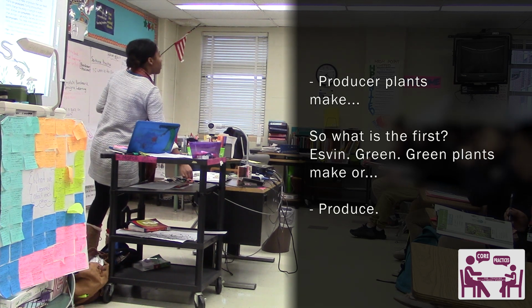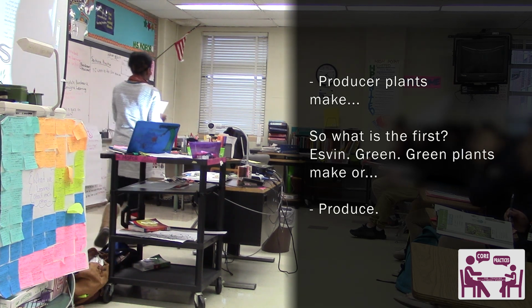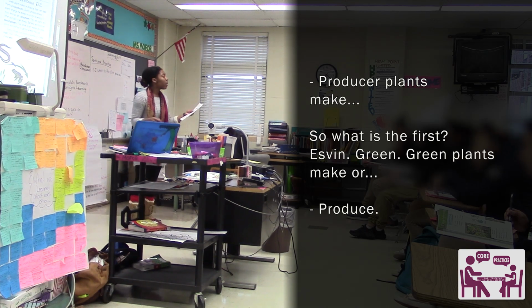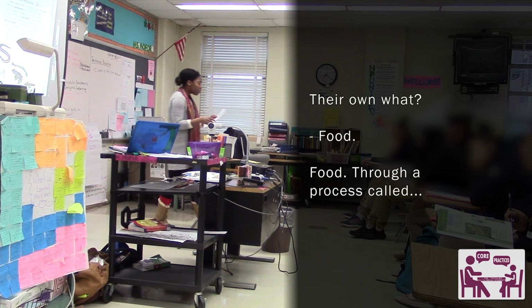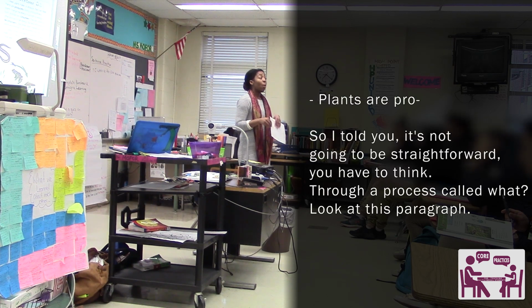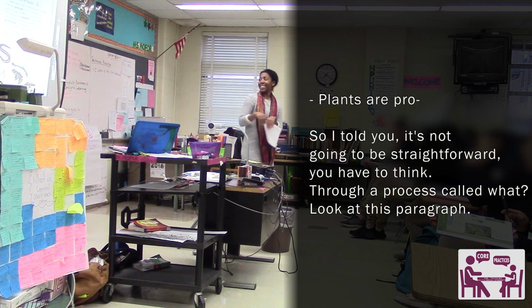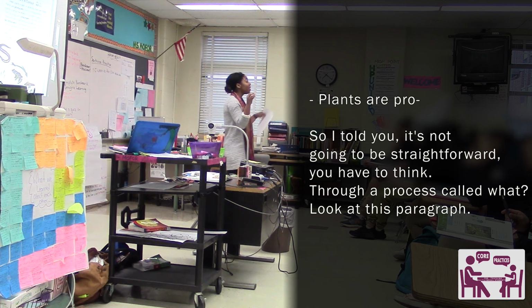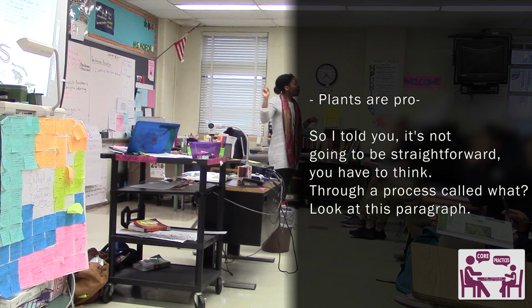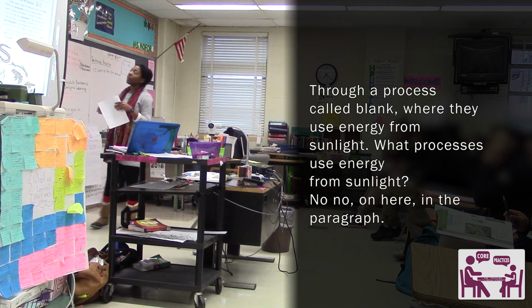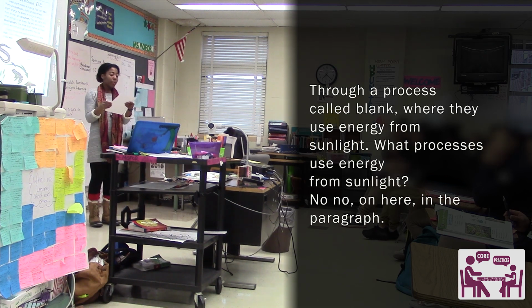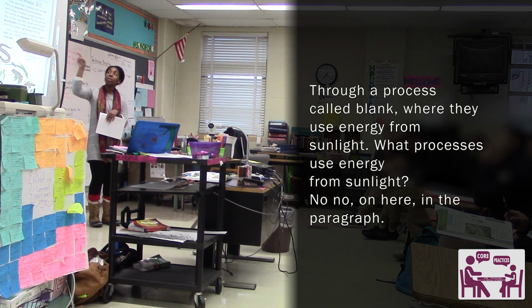Green. Green plants make or produce their own what? Food. Through a process called? Plants are fruit. So I told you it's not going to be straightforward. You have to think. Through a process called what? Look at this paragraph. Through a process called blank, where they use energy from sunlight. What process is it where you use energy from sunlight?